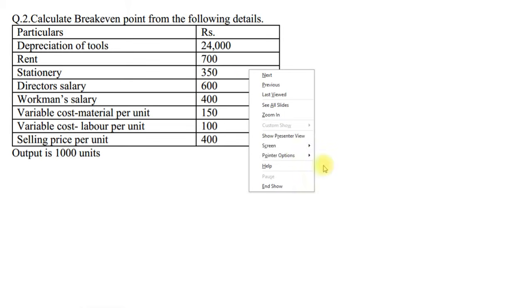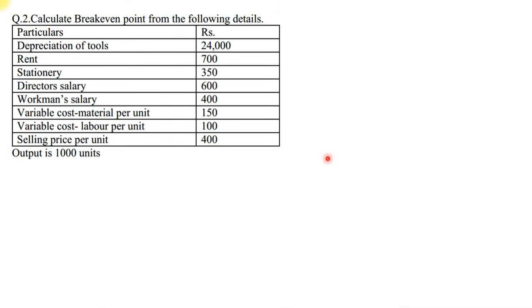Now, the very first question was to calculate the break-even point from the following details, and they're giving you particulars with depreciation of tools, rent, stationery, director's salary, workman's salary. After that they're giving you variable cost of the material per unit, variable cost of labor per unit, selling price per unit, and the output is 1000 units. Now, in order to find the break-even sales, we can find it in two ways. We can find it in units and in rupees.